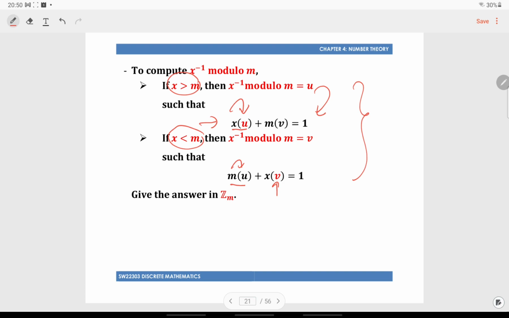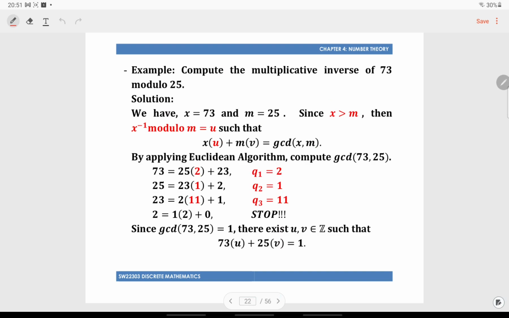Alright, so if you can guess these two numbers, yes, you can proceed without doing the extended Euclidean algorithm, because the steps are just the same. In the extended Euclidean algorithm, we are looking for the same values u and v actually. So if you can guess, proceed. If you cannot guess, then we need to do the extended Euclidean algorithm. The following example is to show you how to use the extended Euclidean algorithm to compute the multiplicative inverse.